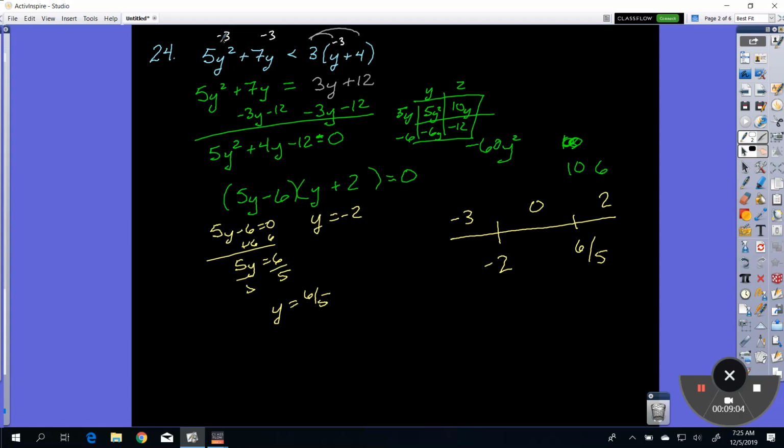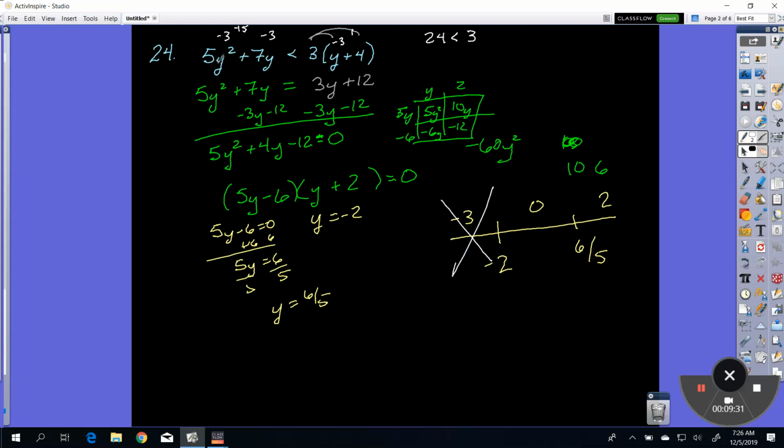So negative 3 squared is 9, times 5 is 45, minus 21, 7 times negative 3 is 21. So 45 minus 21 is 24. Is that less than negative 3 plus 4, which is 1, times 3? Is 24 less than 3? So that didn't work.